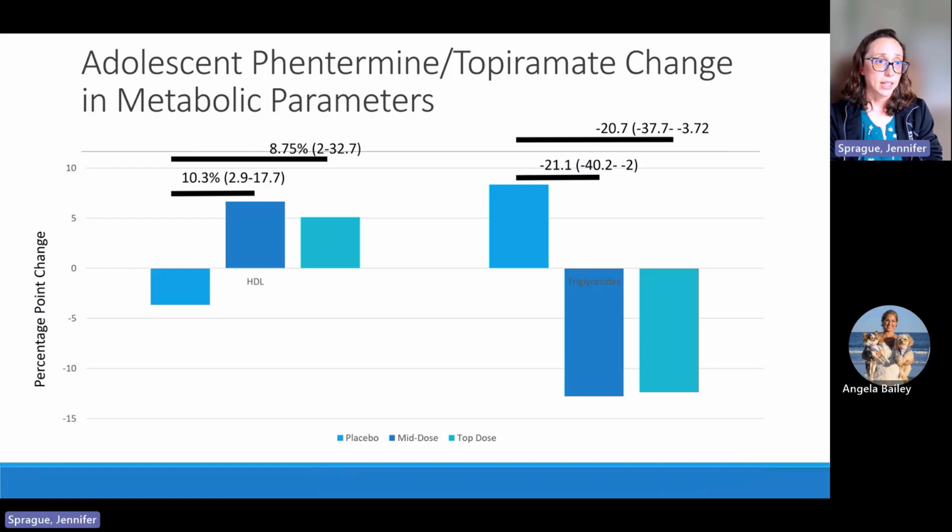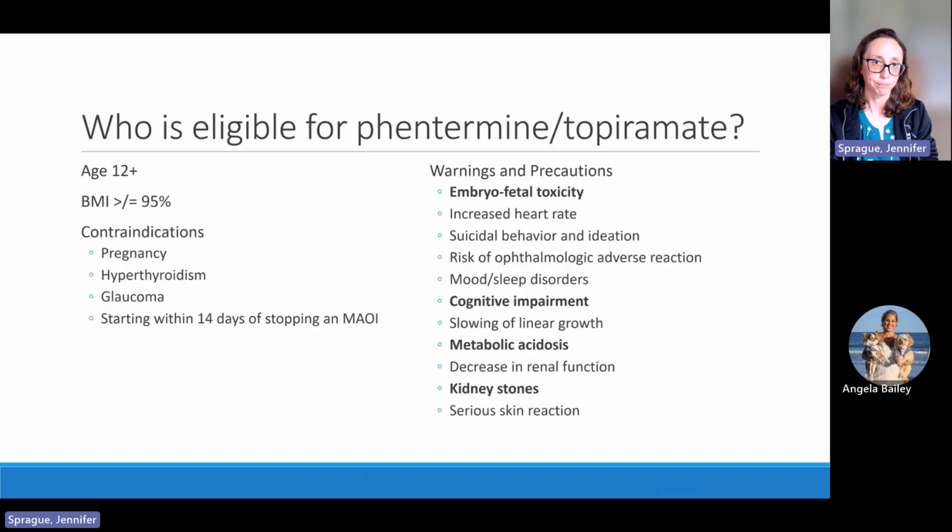This is looking at metabolic parameters in the phentermine topiramate change. So this is HDL first and then triglycerides. You can see HDL went up on treatment. This is blue, mid dose, turquoise, top dose, and triglycerides went down. So this is not statistically significant after you adjust for multiple secondary endpoints, but the magnitude is similar to the adult trials.